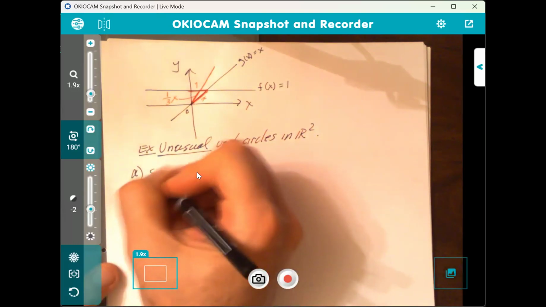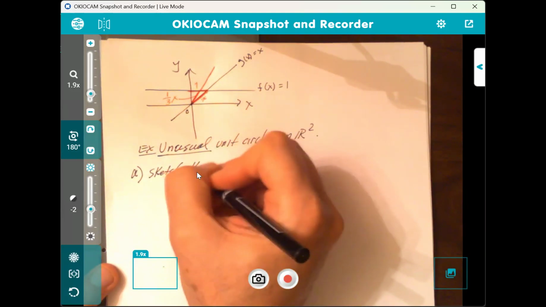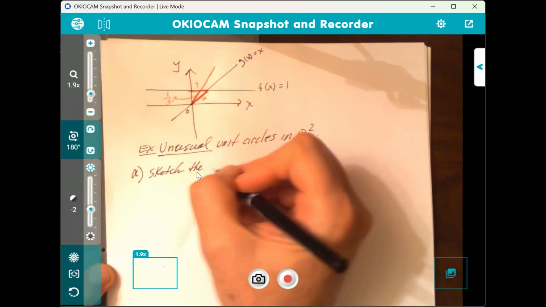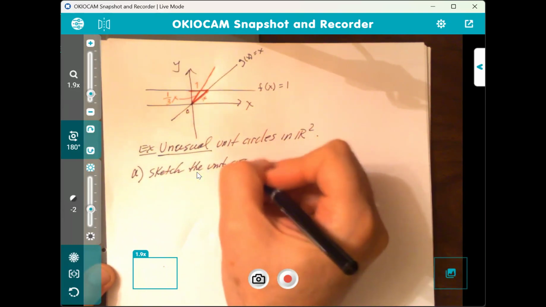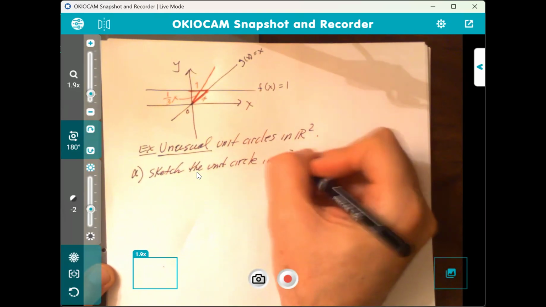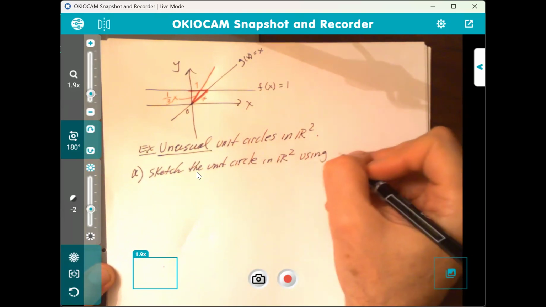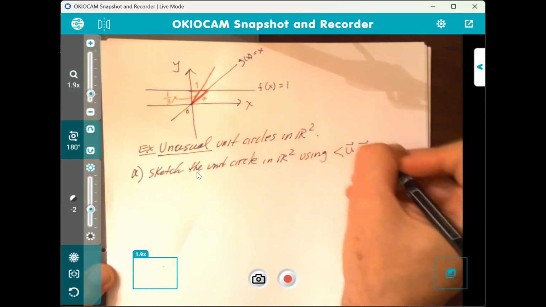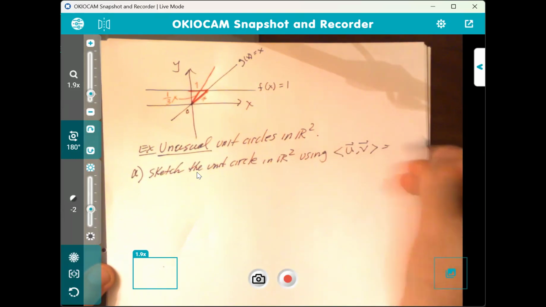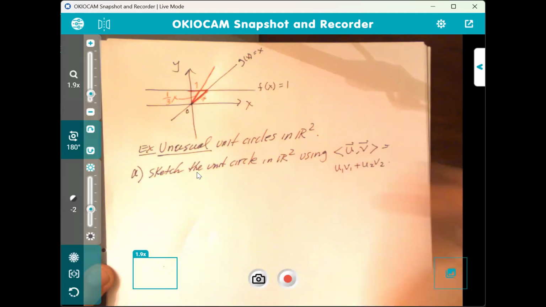So for this one, I'm going to sketch. You're going to like this one, folks. This kind of blows your mind away a little bit. Sketch the unit circle. I want to sketch the unit circle in R2, in 2-dimension, using the inner product, dot product, u dot v. And this is how we're going to define this u dot v. It's the way we defined it in the previous section, u1 v1 plus u2 v2. Remember, that's the Euclidean version of the inner product, correct?